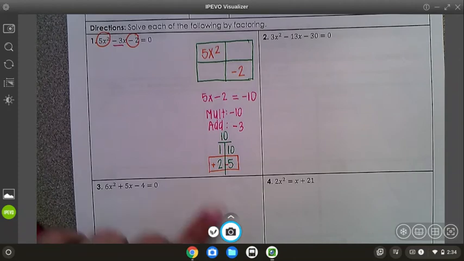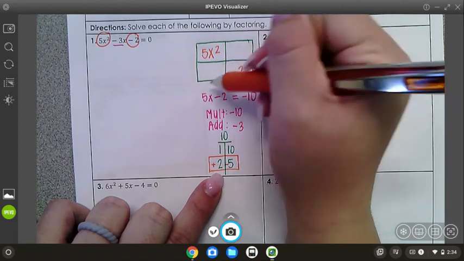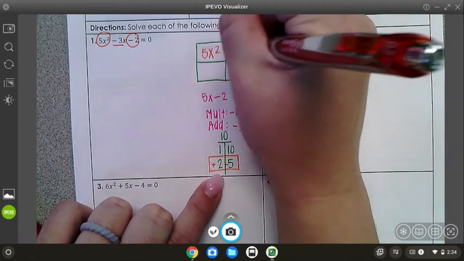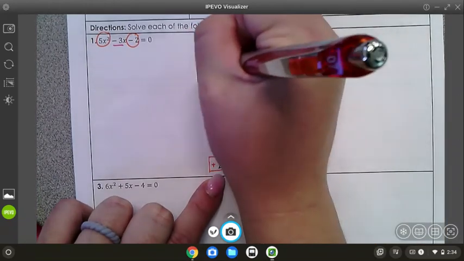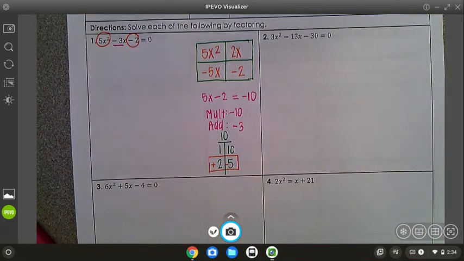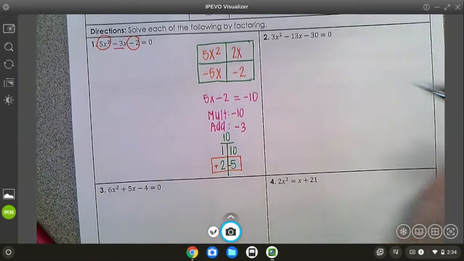So we take that 2 and negative 5, and they can go in either box that you want. So it doesn't matter. And you also put an x with it. So we have 2x and negative 5x. You can switch, it doesn't matter.